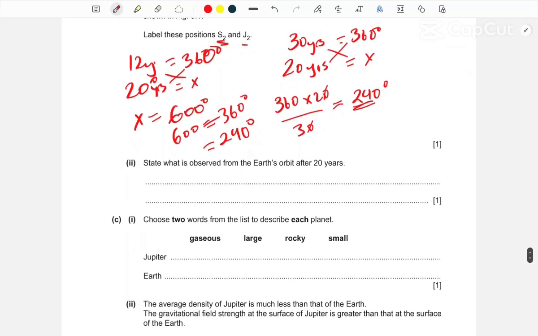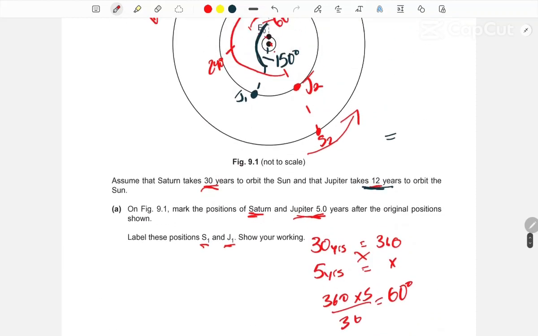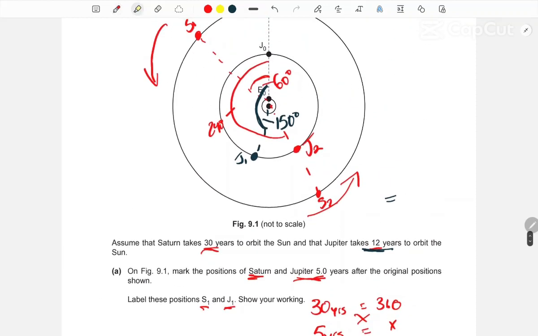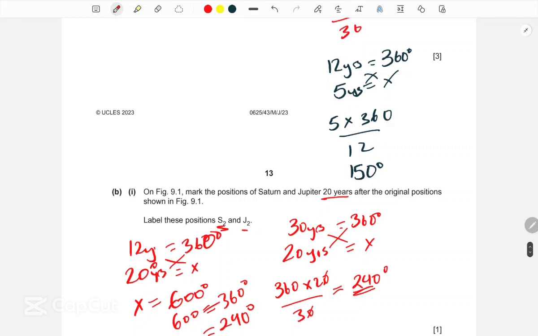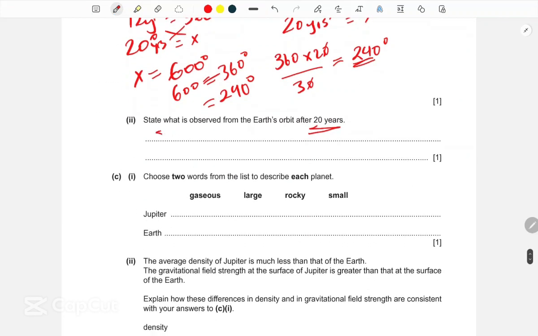Part 2. State what is observed from the Earth's orbit after 20 years. So when we go back to the diagram, we can see that after 20 years, J2 and S2 are going to be aligned. So we can just write that. Saturn and Jupiter are aligned.